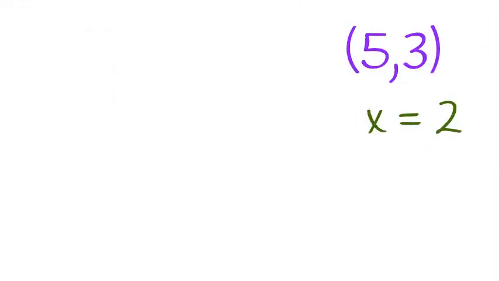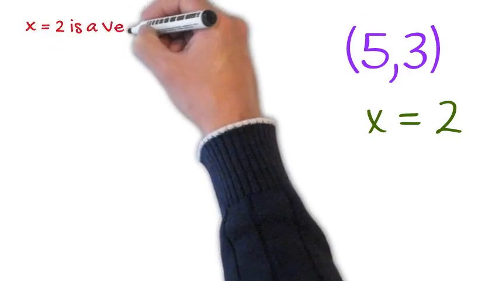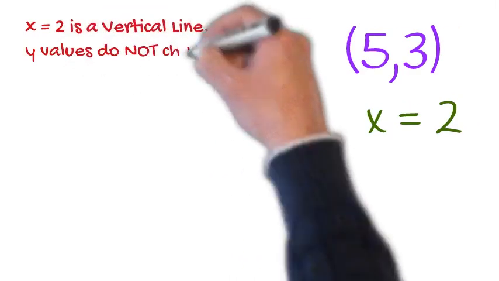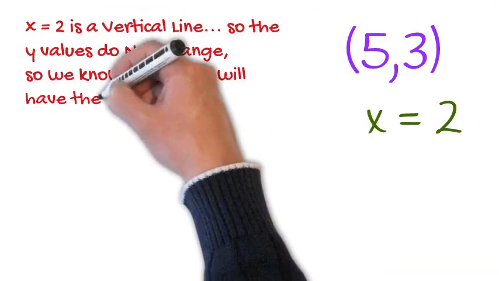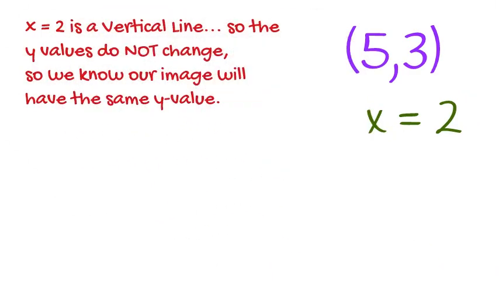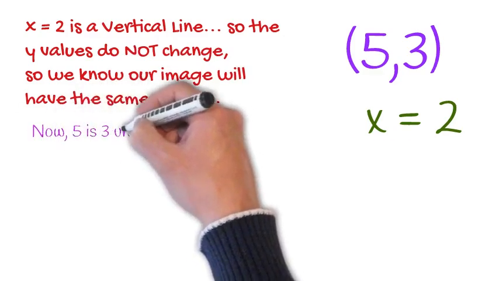Now, what if we weren't given the graph and we were just given the point 5, 3 and x equals 2? How would we be able to solve this problem without graphing it at all? Well, we know that it's a vertical line, so the y values do not change. So we know our image will have the same y value, so that our image will have the value of 3.